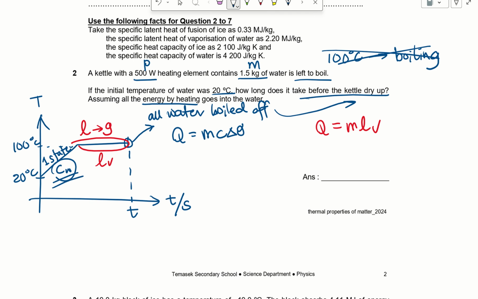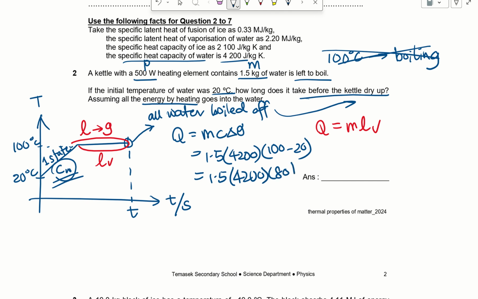What is the amount of energy needed? The mass is 1.5. The c, we will need to use 4200, which is the specific heat capacity of water. The change in temperature will always be the larger number subtracted by the lower number. So it will be 1.5 times 4200 multiplied by 80, and this will give me a certain number of joules. Later on, I'll be doing the calculation.